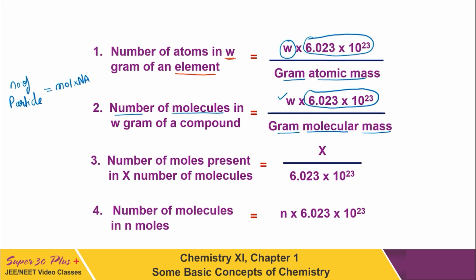Now suppose you want to calculate the mole with the number of molecules given. What is the mole? It is X, the number of given molecules divided by Avogadro's number. And this is how you calculate the number of molecules present in n moles. In 1 mole there are Na particles, in n moles there are n × Avogadro's number of particles.